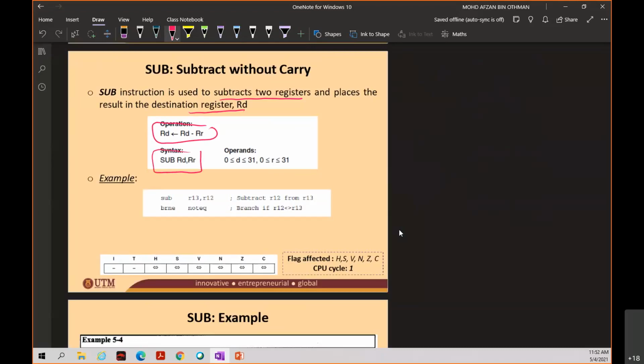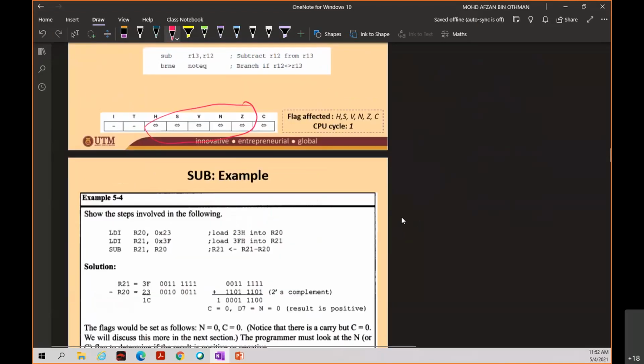What are the GPRs that can be used for this instruction? You can use R0 to R31 for both Rd and Rr. The flags affected are H, S, V, N, Z, and C. Let's look at this example here.